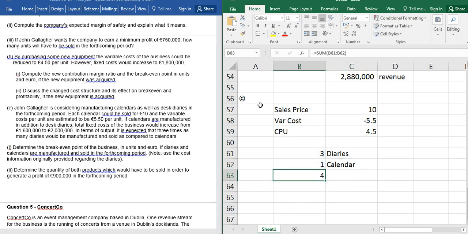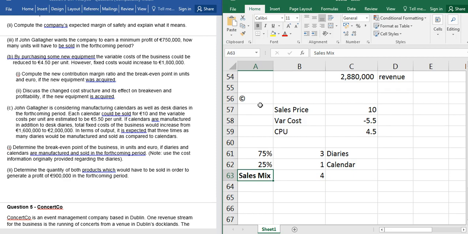So for every 4 units you sell, 75% will be diaries, 25% will be calendars. And that's what's called your sales mix. You need to have an assumed sales mix to do the break even where you have multiple products. And we're assuming here 75% of our sales will be diaries, 25% will be calendars.